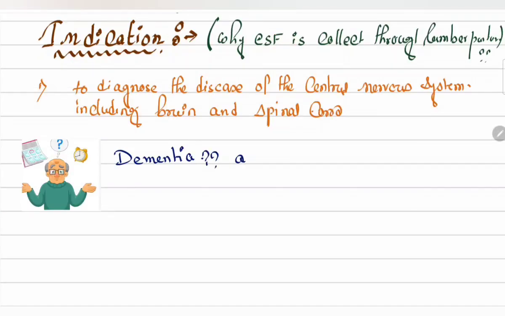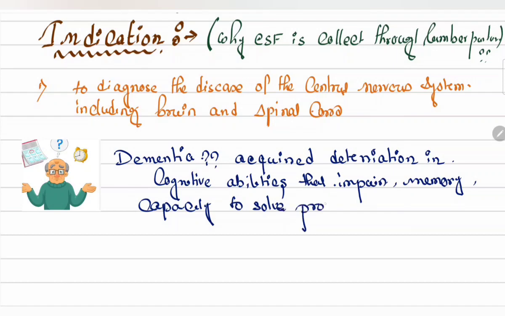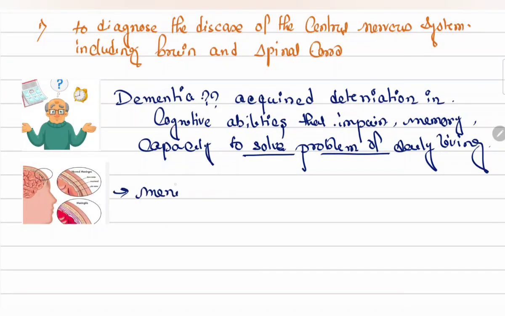What is dementia? Dementia is an acquired deterioration in cognitive abilities that impairs memory and the capacity to solve problems of daily living. So dementia is an old age problem. In old age, due to impaired cortical function, old people can't recall their memory and they lose their capacity to solve problems. Next, meningitis.